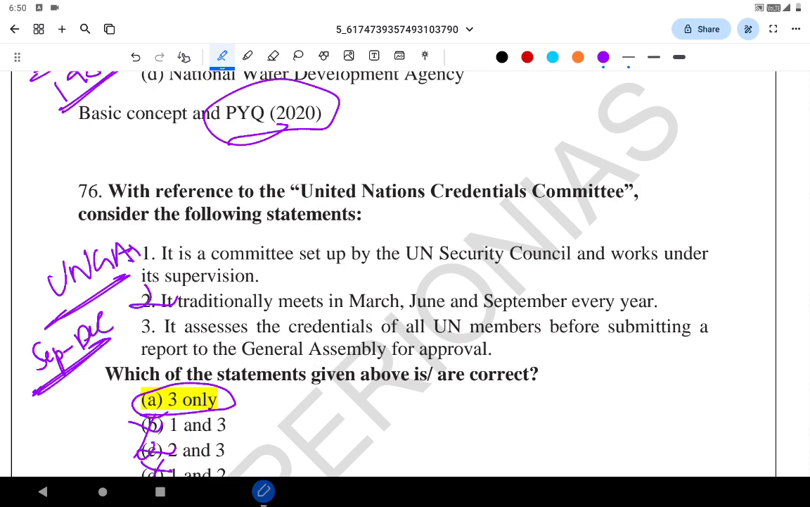It assesses the credentials of all UN members before submitting a report to the United Nations General Assembly for approval.